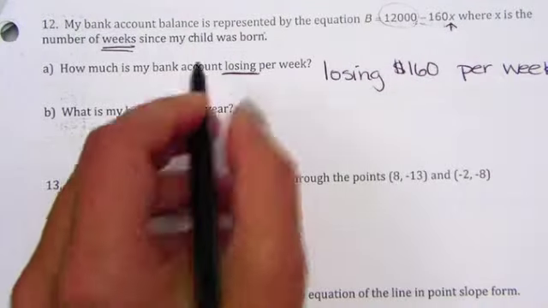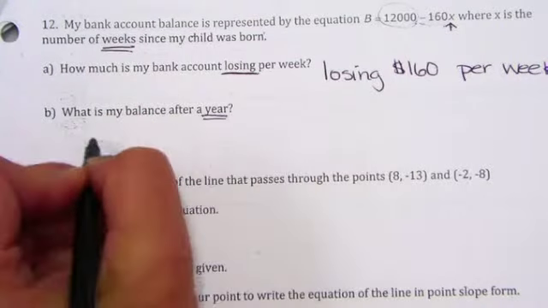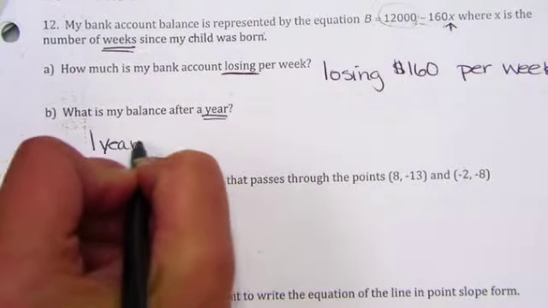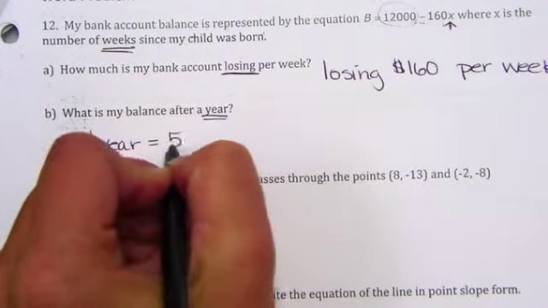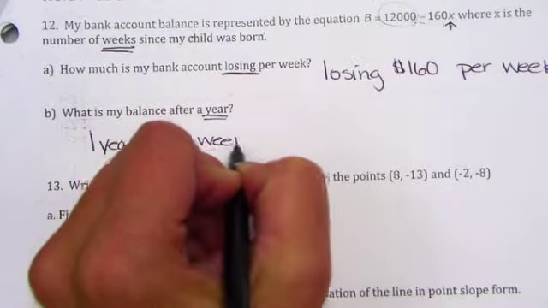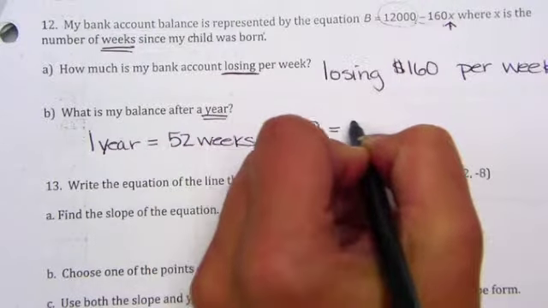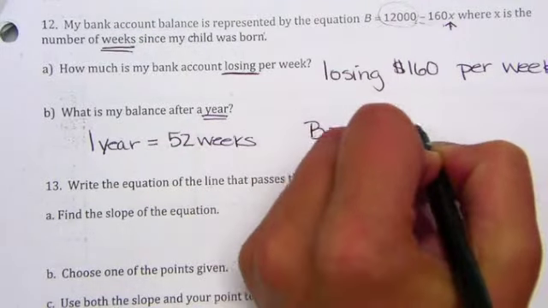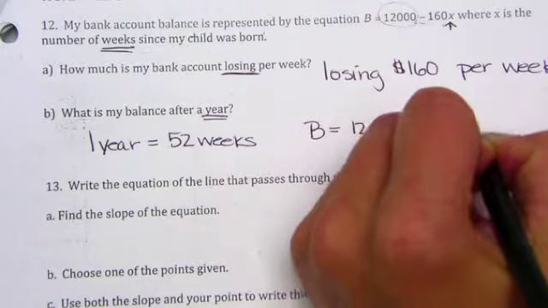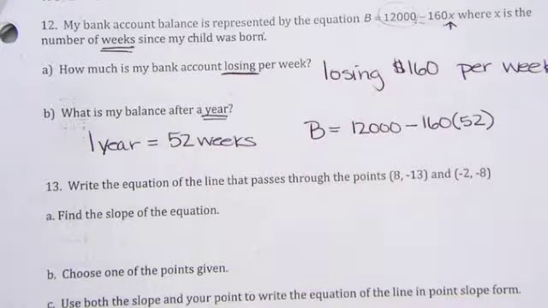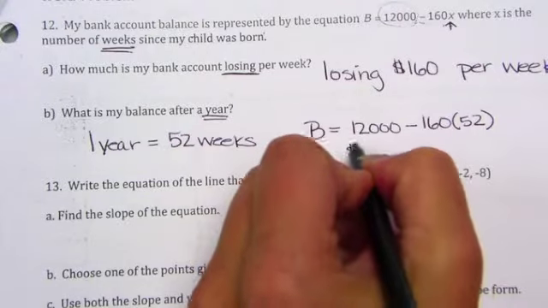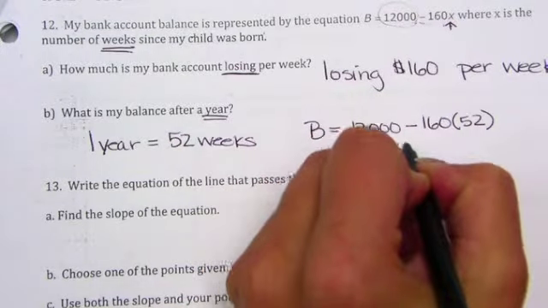What is my balance after a year? Well, I know that 1 year is equal to 52 weeks. So I can say that my balance is $12,000 minus 160 times 52 weeks. Go ahead and do that calculation now. You should have come up with $3,680.